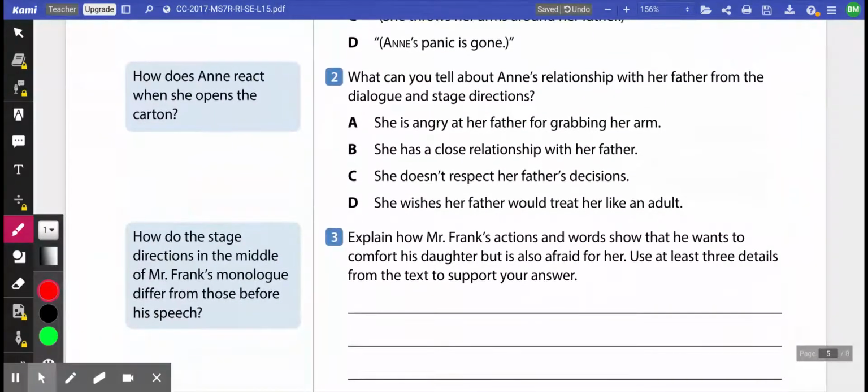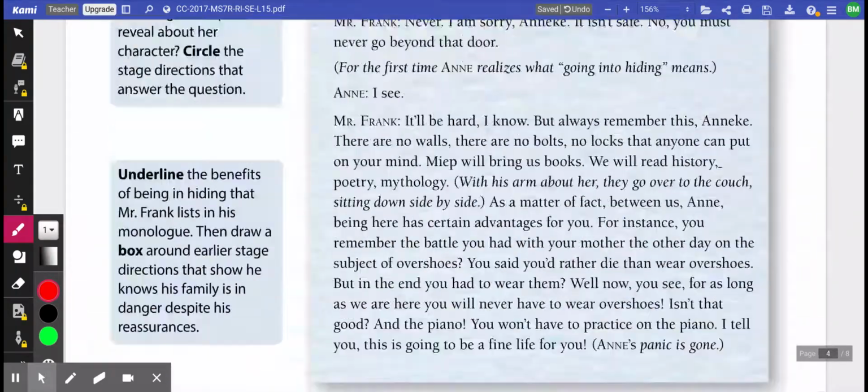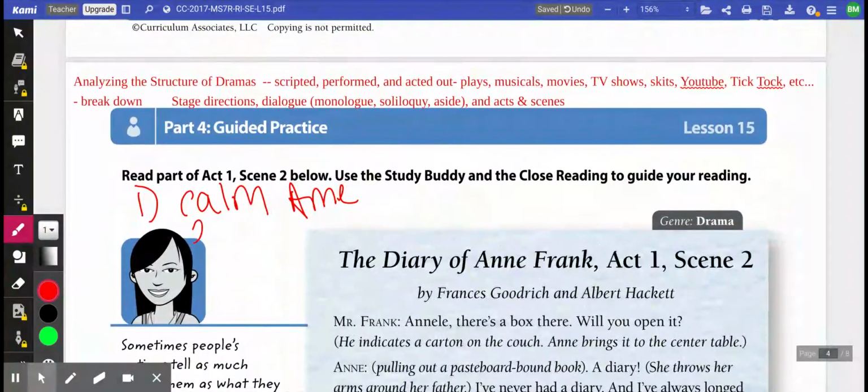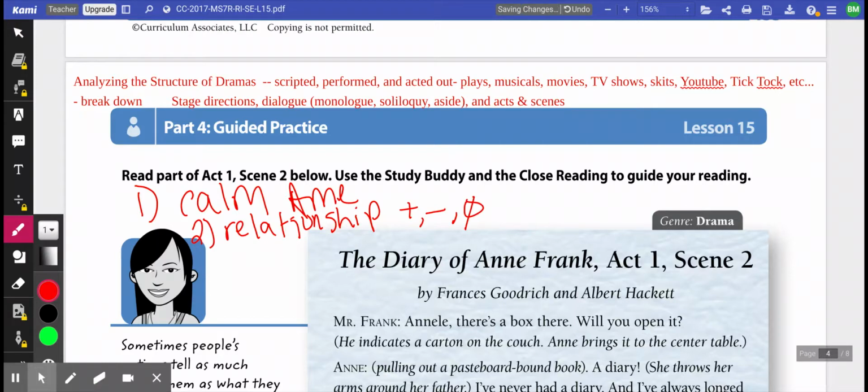And question number two says, what can you tell about Anne's relationship with her father, Mr. Frank, from the dialogue and stage directions? So the next thing I'm going to do is go back and add a number two. And I want to know her relationship with her dad. Okay. I want to know, is it positive, negative, or neutral? And we'll see if that tone helps me figure out their type of relationship. And just in case you forgot, there's all our stuff that deals with drama.